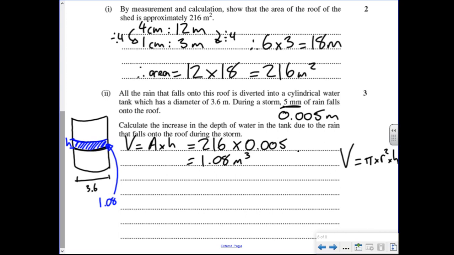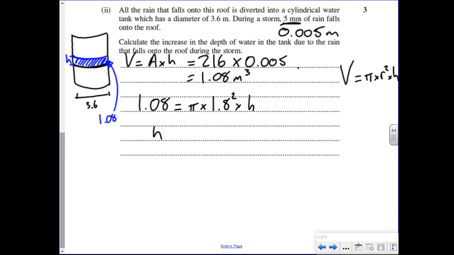So if we set up this equation, we've got 1.08 equals pi times the radius squared. Remember, the radius is not 3.6, it is 1.8 because it's half of the diameter. And times the height, which is what we're trying to find. We're trying to find what that difference is. Now we just divide it across. So h equals 1.08 over pi times 1.8 squared, which equals approximately 0.106 meters, to 3 decimal places.